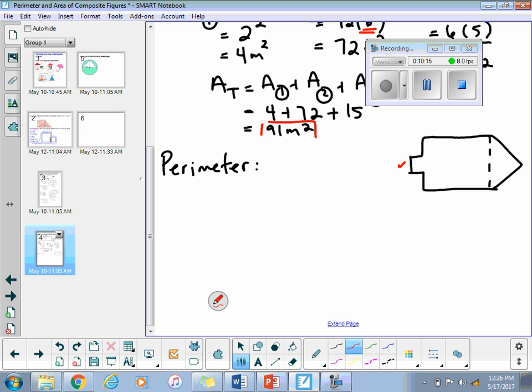If we're thinking about perimeter, we're thinking about the total distance around our composite figure. So we know this distance, we know this, we know this, we know this, we know this, okay? And we know the height of the triangle, right? We know that if this is going to be a right angle, the height is going to be 5 meters. But we don't know this over here. So that should tell you something about the Pythagorean theorem.